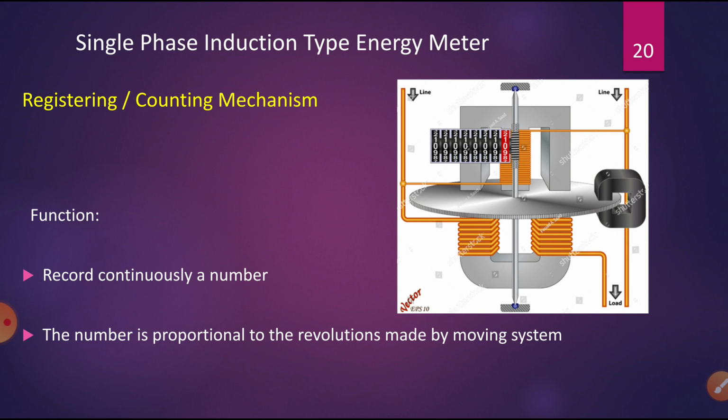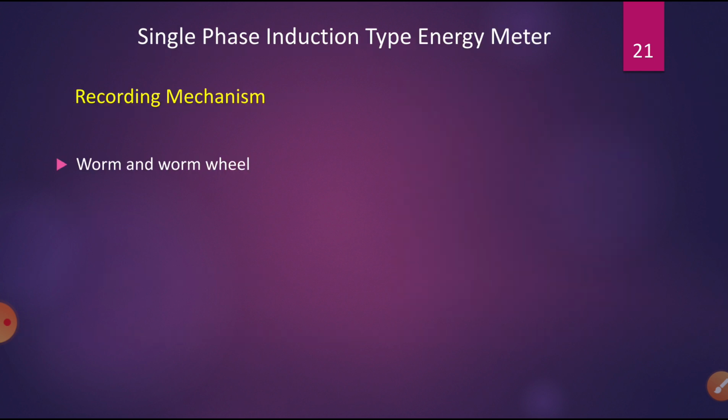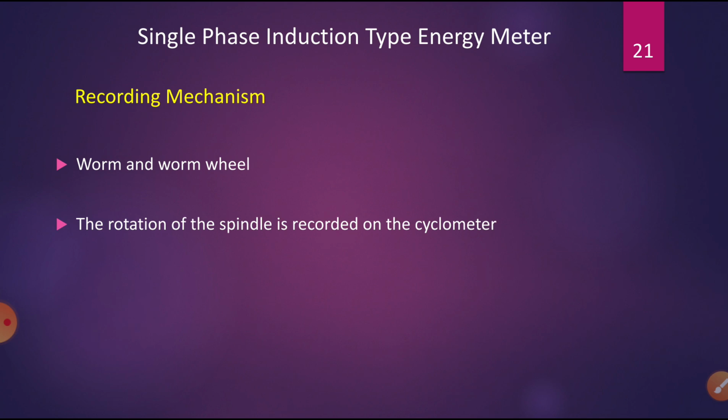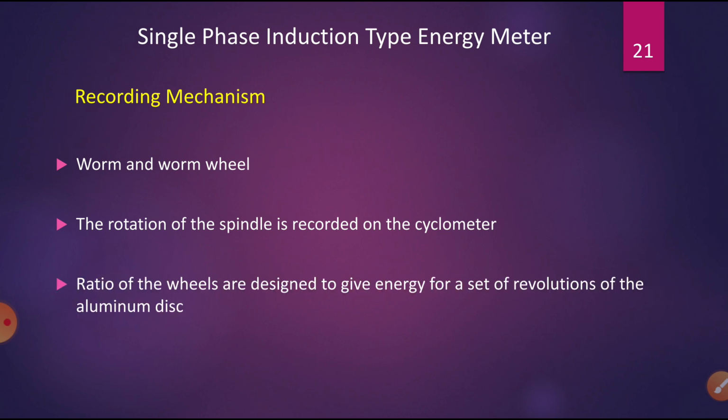So there is one fixed mechanism. What is it? It has a worm and worm wheel. This relates to the mechanical branch, don't worry. The rotation of the spindle is recorded on the cyclometer. The ratio of the wheels is designed to give the energy for a set of revolutions of the aluminum disc. So this is all mechanism taken care of by the mechanical people. Okay, so this is one arrangement to record the readings.